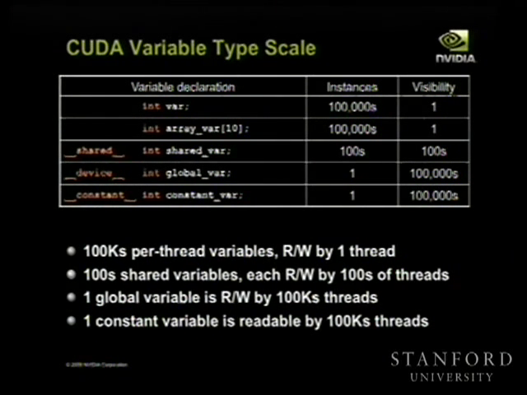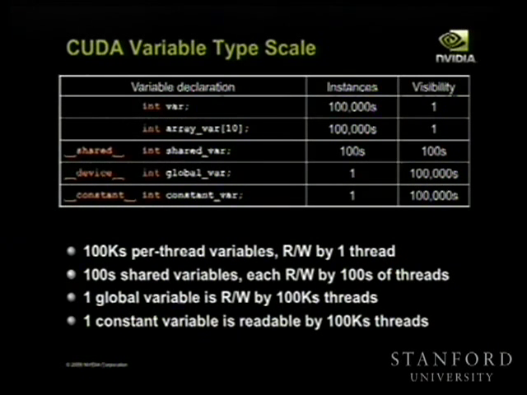But then with a shared variable, since these actually have the scope of a block, and every thread in the block can see it, that means you're going to be instantiating several orders of magnitude fewer of these, right? Because you'll have basically one of these variables per block. But on the other hand, hundreds of threads can see it, because thread blocks have a size on the order of hundreds of threads.